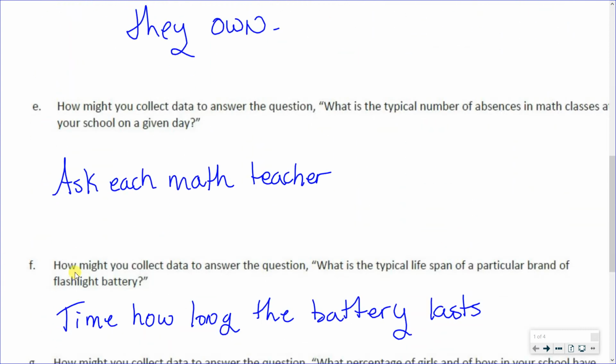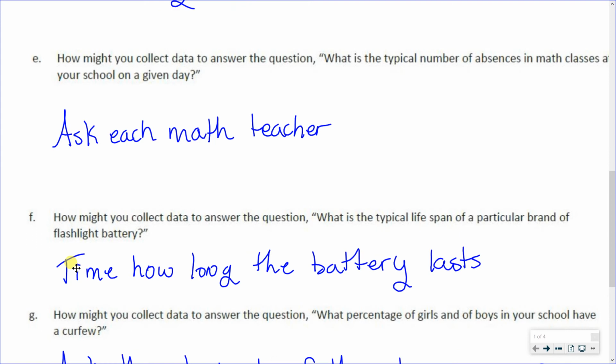All right, part E. What is the typical number of absences in math classes at your school in a given day? Well, in order to find that out, you have to ask each math teacher. Okay? And you're going to ask each math teacher how many absences you have in the course of a day amongst all 4 of your classes. See, we got 4 homerooms, so 4 classes of math. So if a math teacher sees 4 classes, should they not see every student in that grade? They should. So remember that when we get to another part of the question.